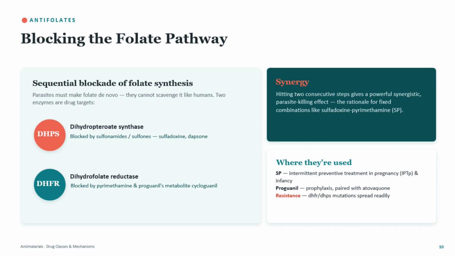Hitting two sequential steps gives synergy, and that's the rationale behind fixed combinations like SP clinically. I'll point you to SP in intermittent preventive treatment in pregnancy and infancy. The caveat I want you to keep in mind is that DHFR-DHPS mutations confer resistance very readily.